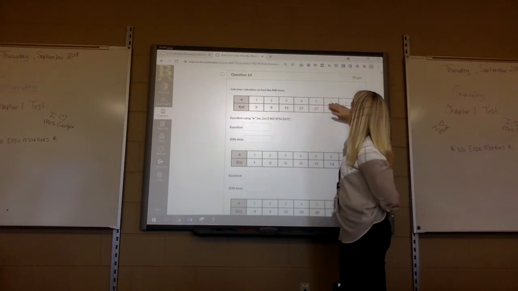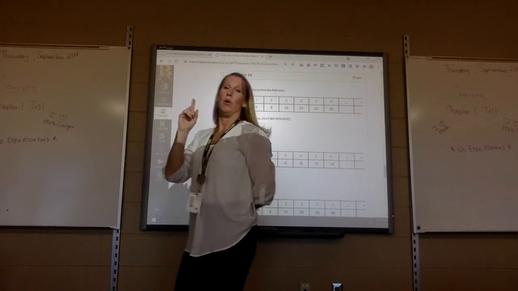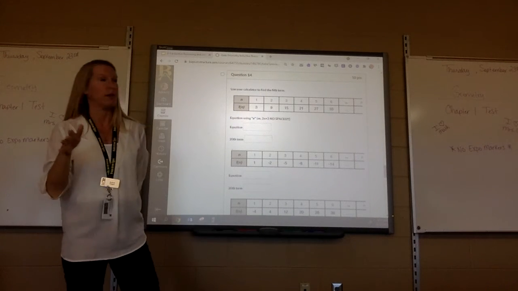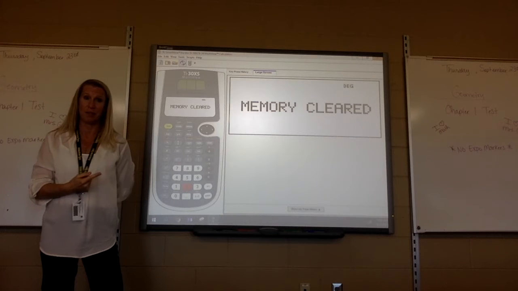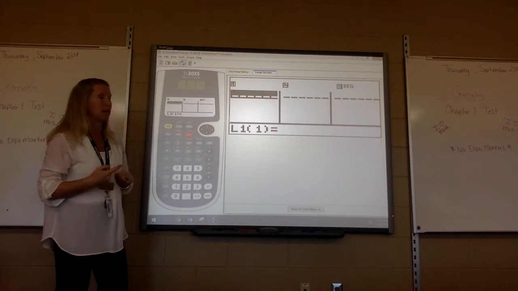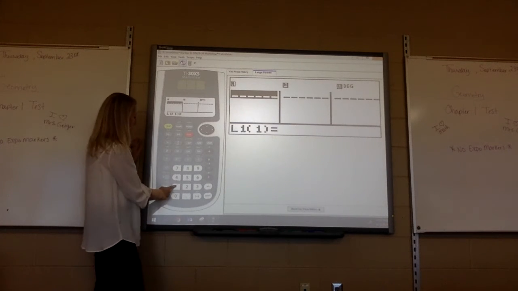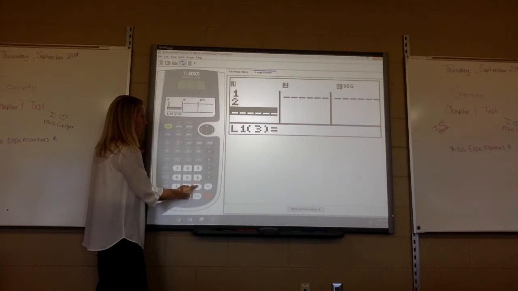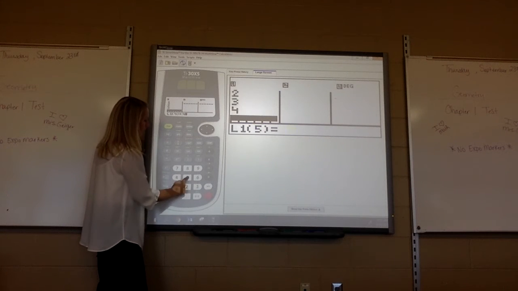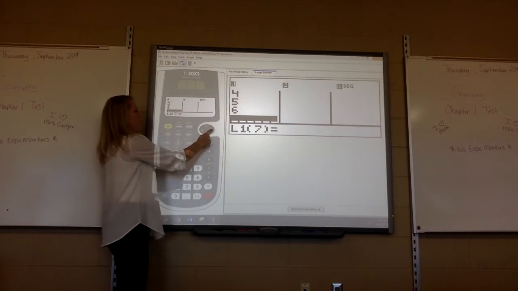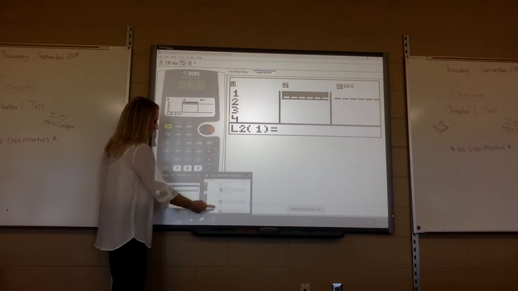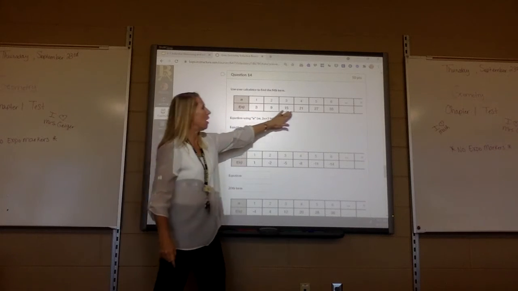In list 1, we're going to put 1 enter, 2 enter, 3 enter, all the way to 6. Do you remember the first button to push on the calculator? You push data. Then I'm going to do 1 enter, 2 enter, 3 enter, 4 enter, 5 enter, 6 enter. Then tab over to the right, and next we want to put in the y's.